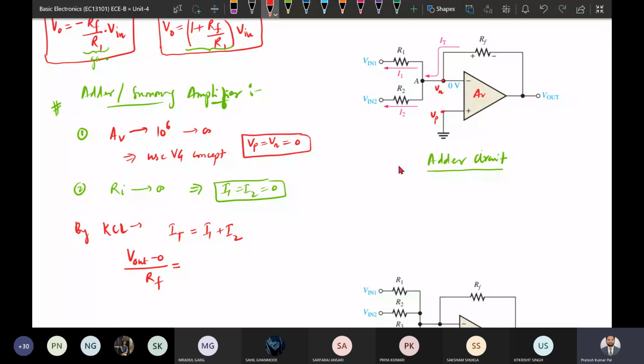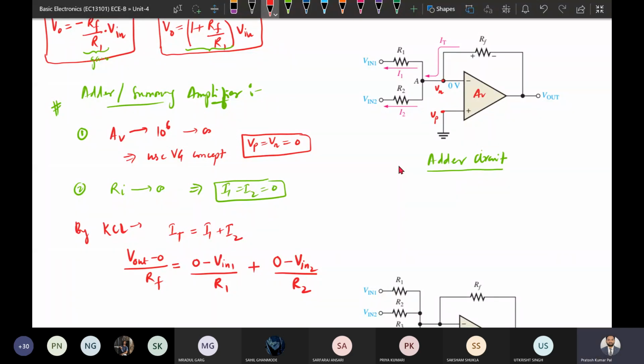So I1 direction is showing this way. So from the voltage at A node to this one, A node is having 0, so 0 minus V input 1 divided by the resistance R1 plus I2. So again I2 we need to find out. So I2 will be again 0 minus V input 2 divided by R2.